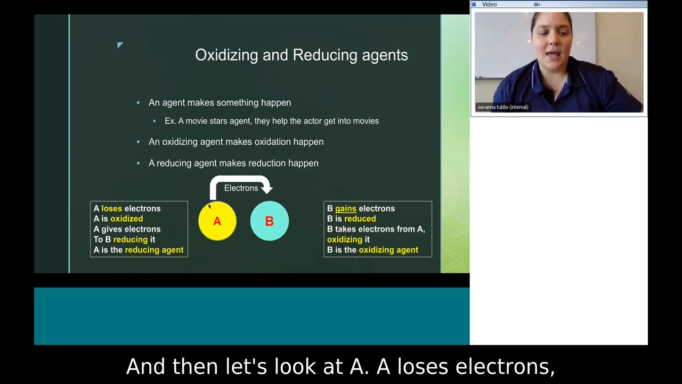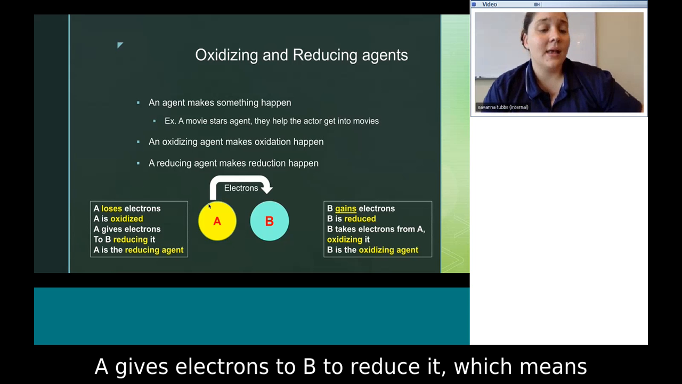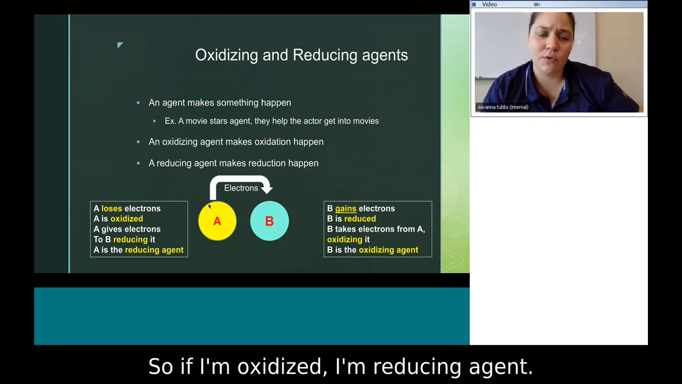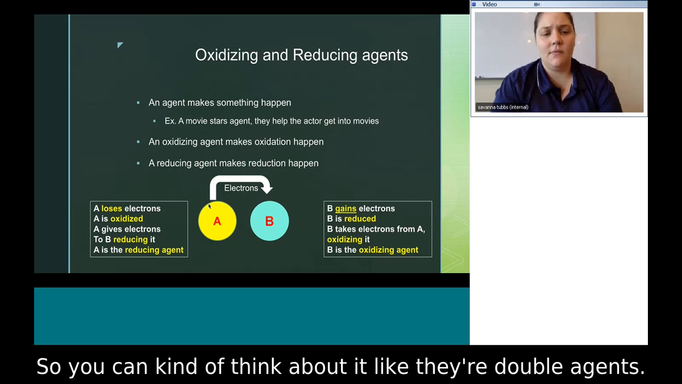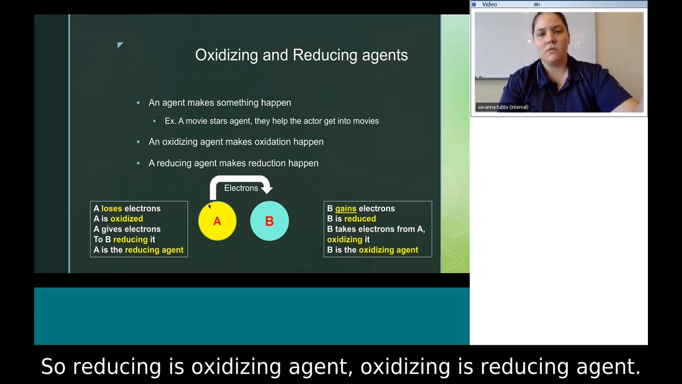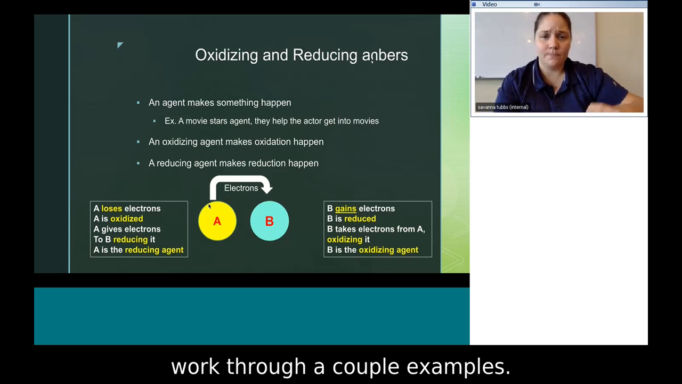So if I'm reduced, then I am the oxidizing agent. And then let's look at A. A loses electrons, so it's going to be oxidized. A gives electrons to B to reduce it, which means that A is the reducing agent. So if I'm oxidized, I'm the reducing agent. You can think about it like they're double agents. The reduced species is the oxidizing agent, and the oxidized species is the reducing agent. We'll be able to see this more as we work through a couple examples.